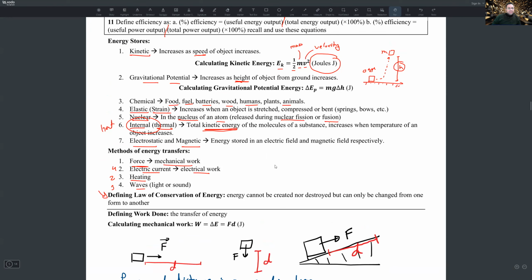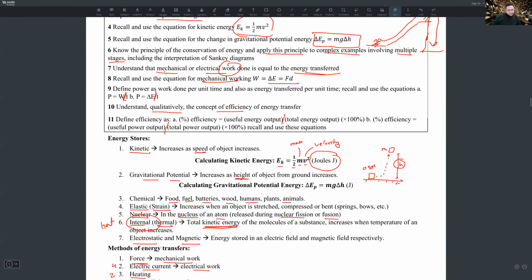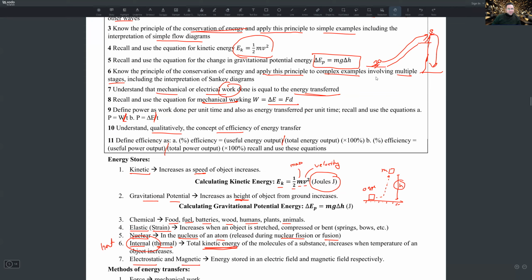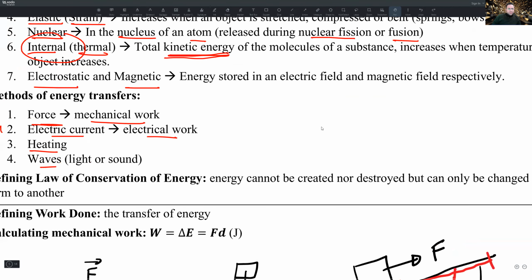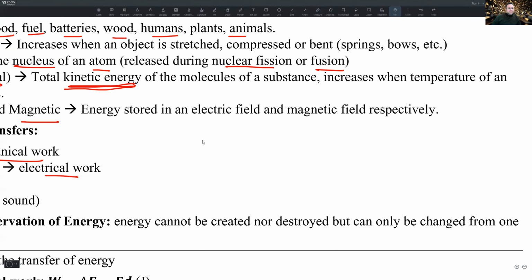What do I mean by examples of the law of conservation? That's what was said, and know how to apply this to complex examples. So let's take one example that I'll pull out of my head right now.